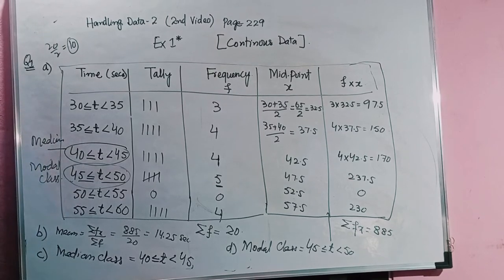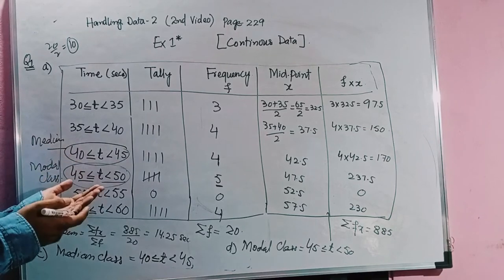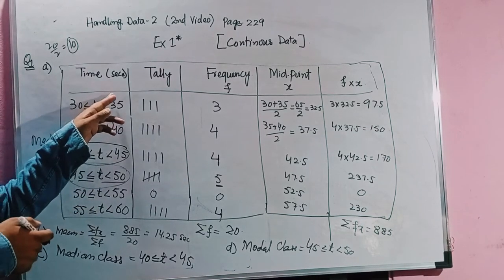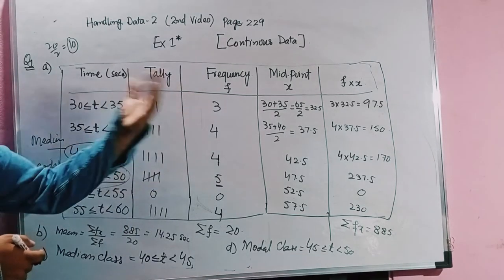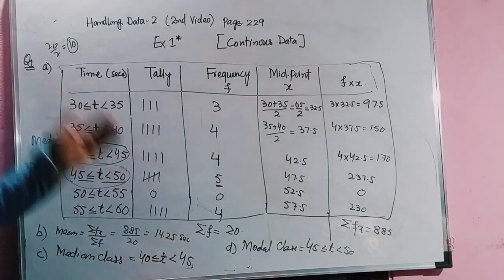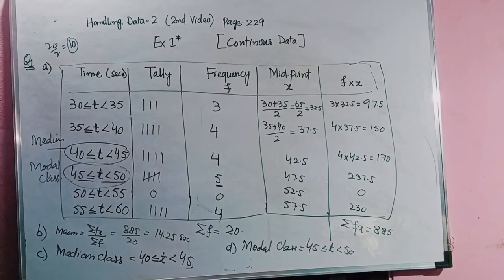This was question number 1. You have to understand that if you get this type of question, it's very easy. Sometimes there will be the group data also. It will be given and you need to find the midpoint, frequency, f into x. It's very easy, only the thing is you should understand it.